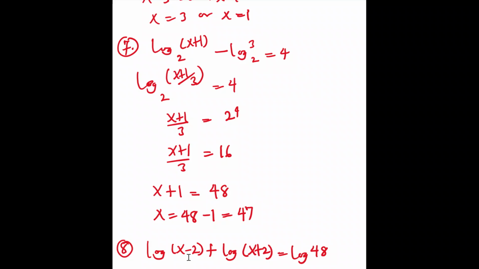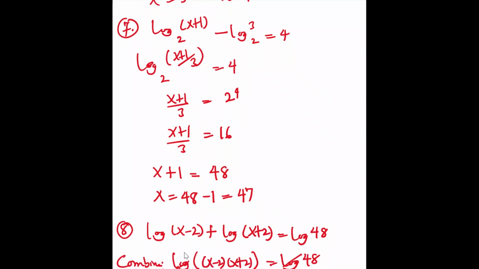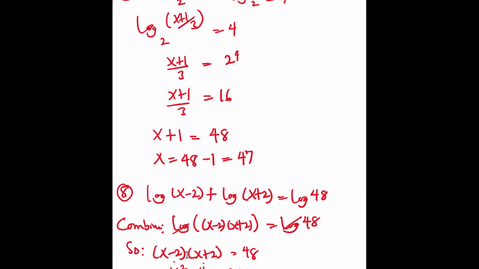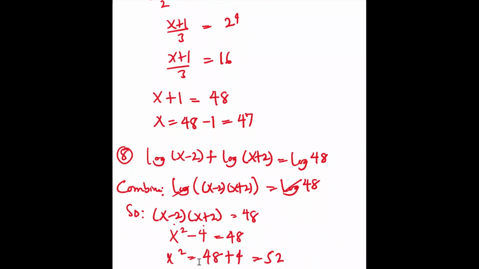And then the last example will be number 8. We have log x minus 2 plus log x plus 2 equals log 48. So when we combine both the logarithms, that will be log x minus 2 times x plus 2 equals log 48. And then we can expand it, and we have x minus 2 and x plus 2. We're going to get a difference. So these two terms side by side is what we call difference of two squares. So when we expand the bracket, that will be x squared minus 4 equals 48.